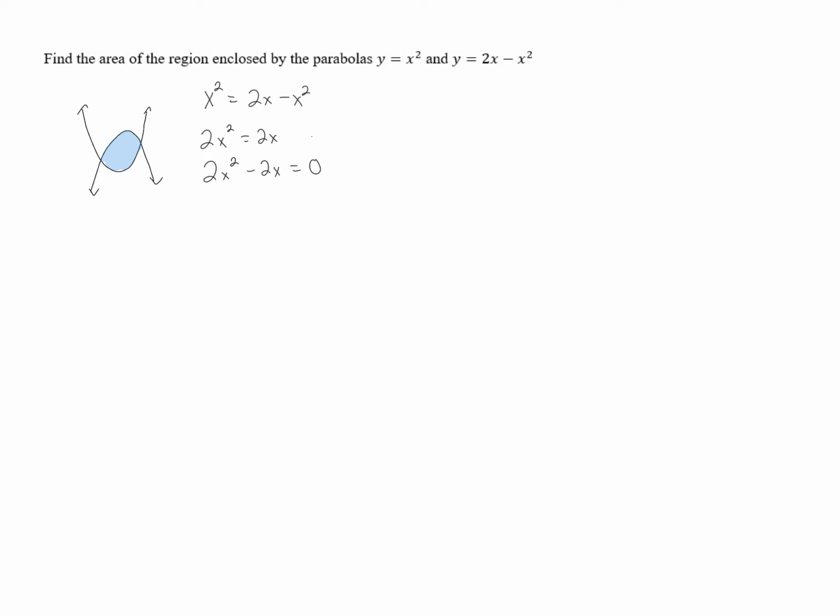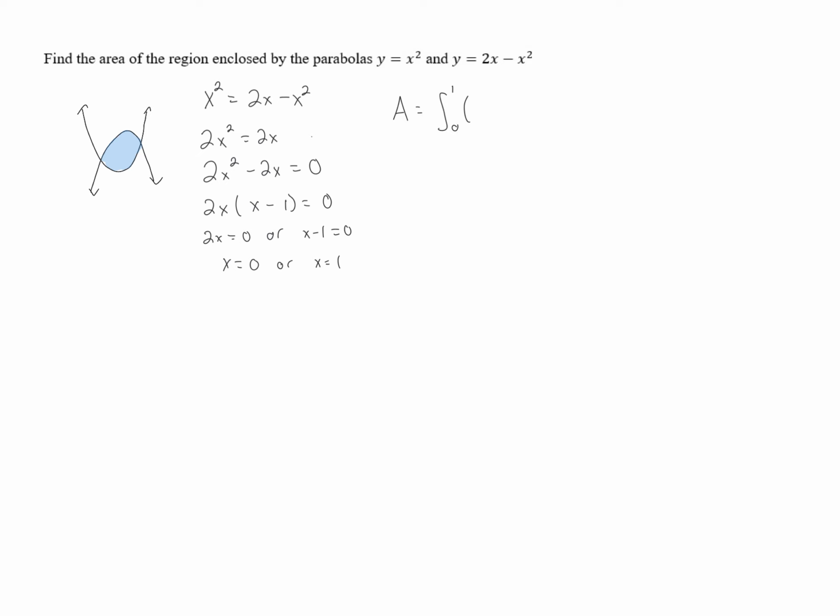So we have a GCF of 2x that we can factor out. That's going to be 2x times x minus 1 equals 0. And if we set each of those factors equal to 0, 2x equals 0 or x minus 1 equals 0, we end up with our x values, x equals 0 or x equals 1, and those are going to give us our limits of integration. So we know that the area of this region is going to be an integral from 0 to 1.